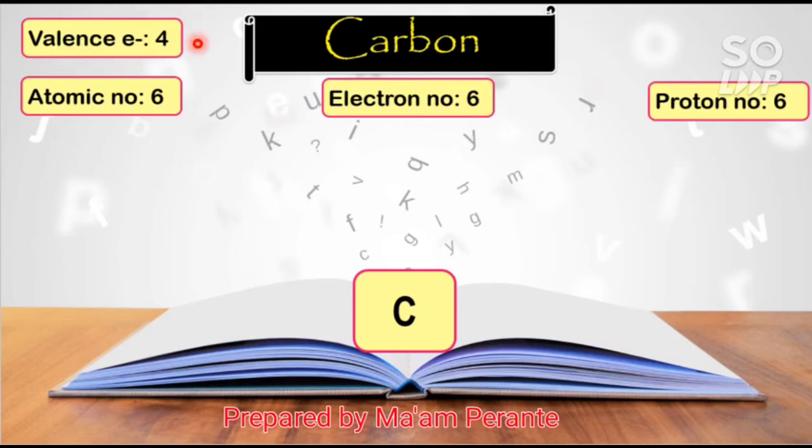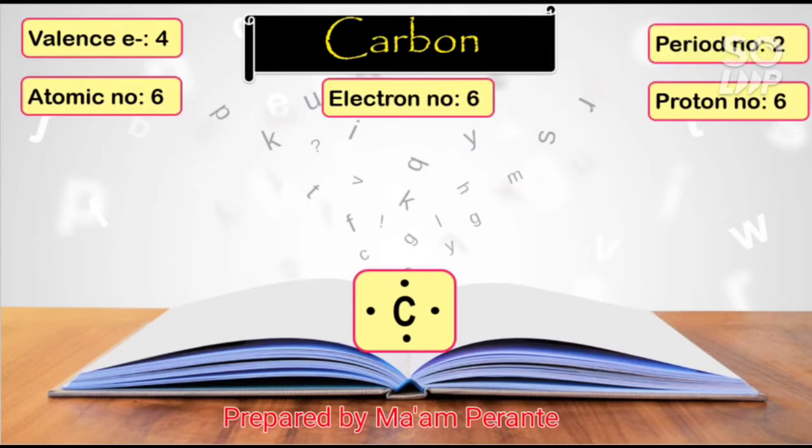Do you still remember how to draw the Lewis symbol? If you know the valence number of an element, you can draw the Lewis symbol because the valence will determine how many dots are present. So if carbon has 4 valence electrons, how many dots do you think there will be? Yes, it will be 4. So 1, 2, 3, 4. So there are 4 dots representing 4 valence electrons. And according to the periodic table, carbon is located in period number 2.